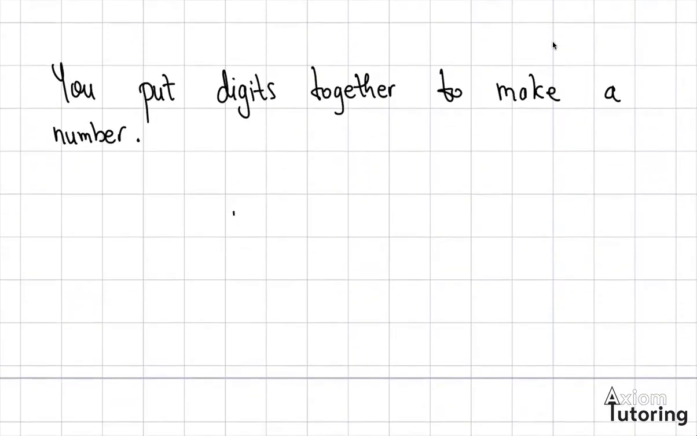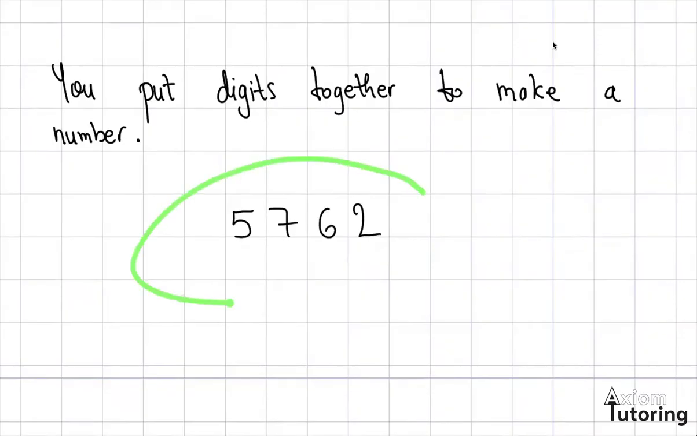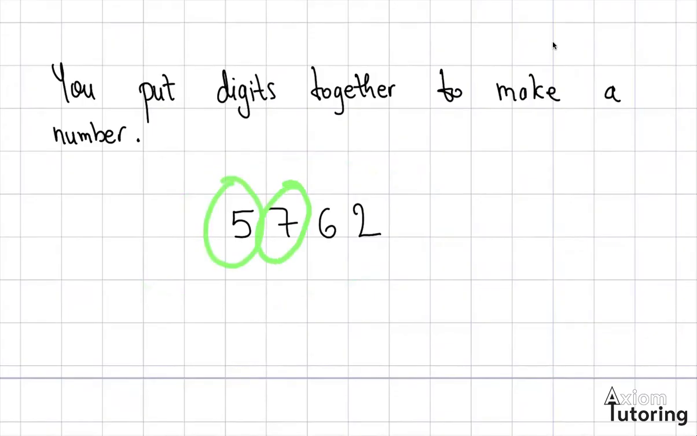Let's try it. I'm going to write 5, 7, 6, and 2. This is one number. It is just one number. And if you're good with numbers, you will know that this is 5,762. But this number is made from 4 digits. Digit number 5, 7, 6, and 2. Digits are like building blocks. When we put digits together, we make numbers.